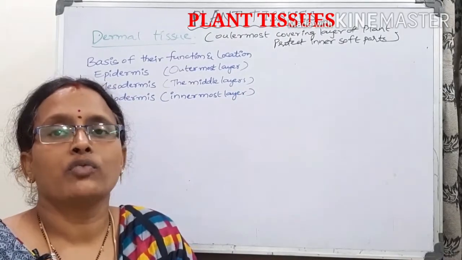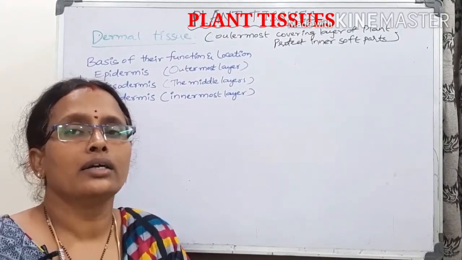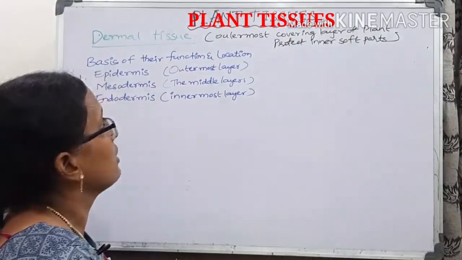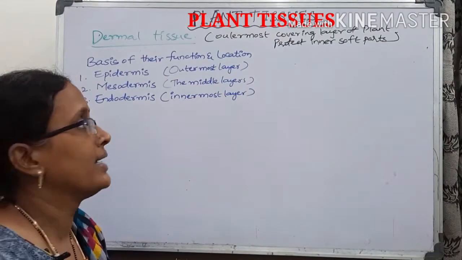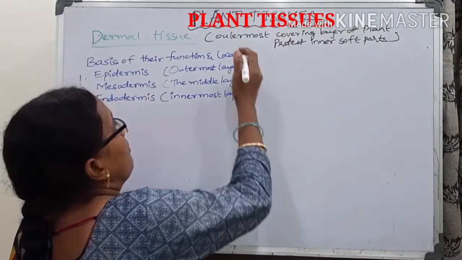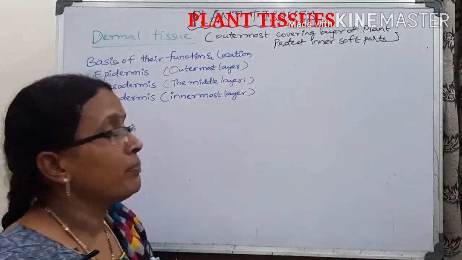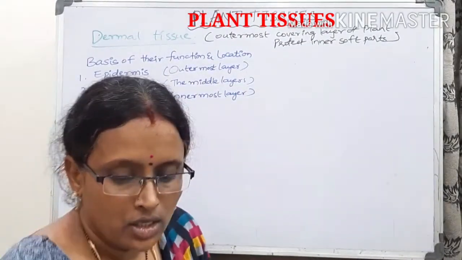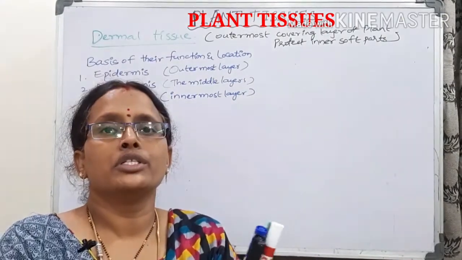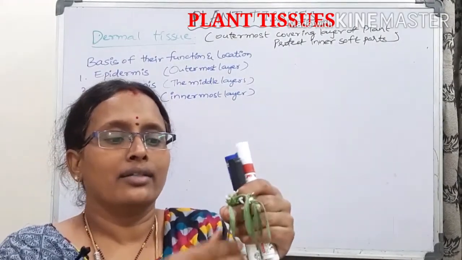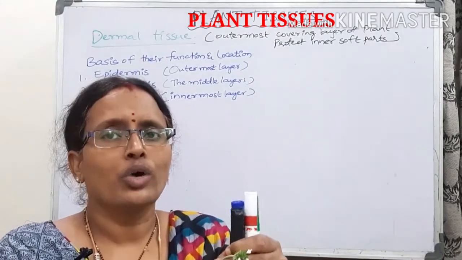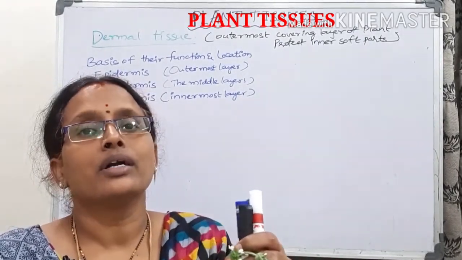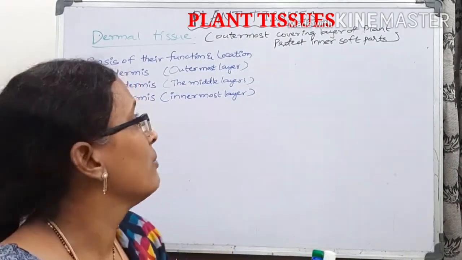The next type of tissue in plants is dermal tissue. The dermal tissue is the outermost covering layer of the plant body. Already I told you that the outermost layer in the plant's covering is called dermal tissue. It is protecting the inner parts. Whatever the inner parts are, they are protected by this dermal tissue.